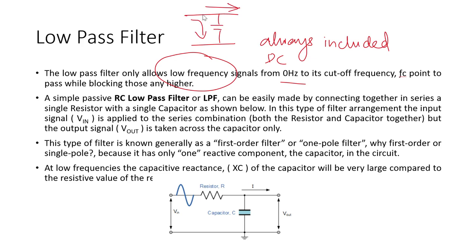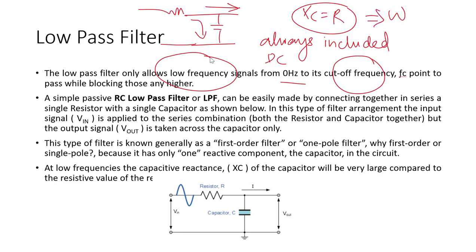So this gives us a notion about the structure of the filter. The cutoff frequency is determined by the use of this capacitor and some resistor with it. So at this point we have decided the structure of the filter, that it must have a signal-to-ground capacitor, and a series resistance with it, so that we can calculate XC equals R at omega. Okay, so this is the first thing that we should keep in mind. A simple passive LPF can be easily made by connecting together in series a single resistance with a single capacitor, as we discussed here and as this figure suggests.